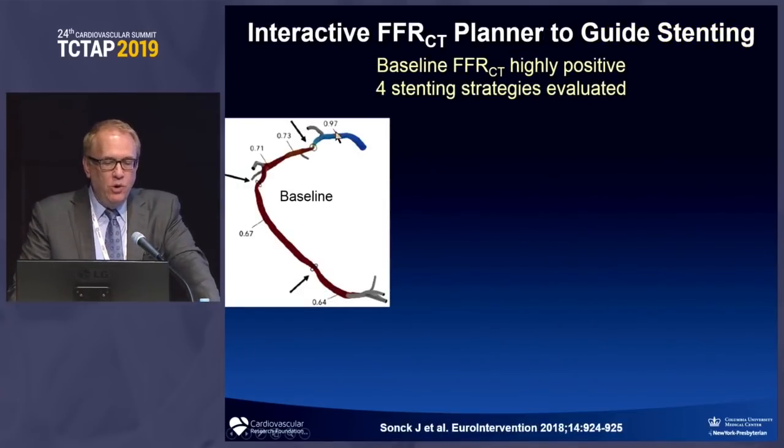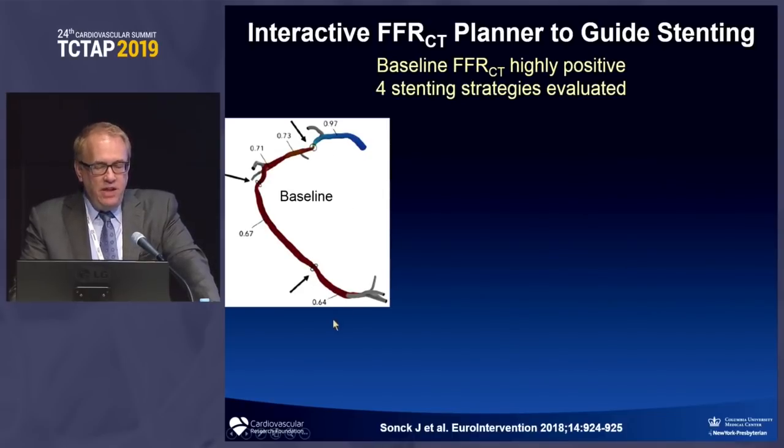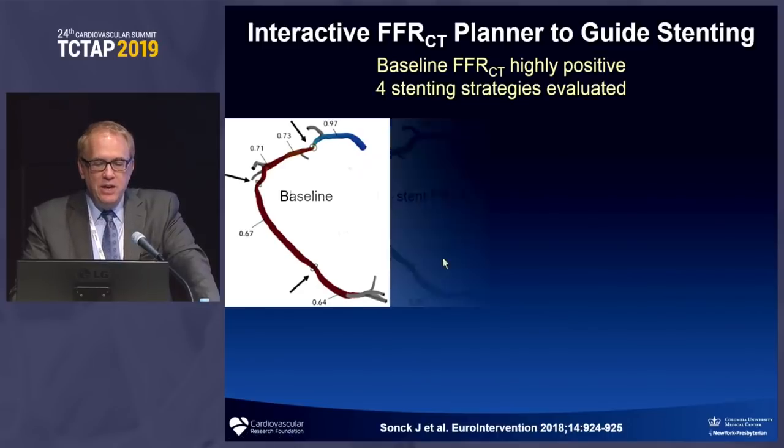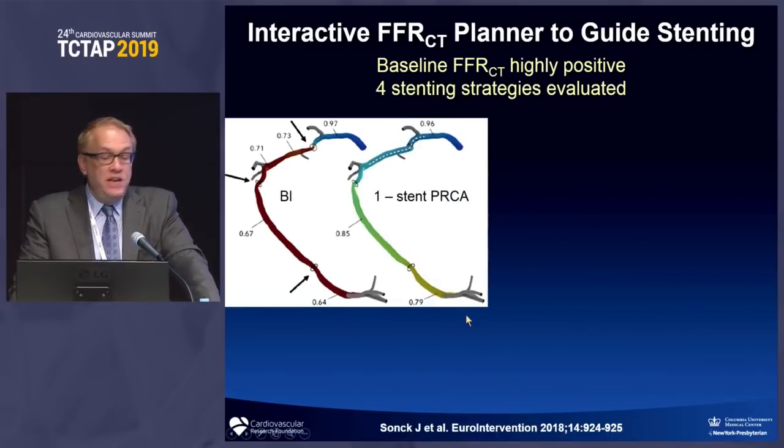So here's a right coronary artery that's got diffuse disease, perhaps 3 moderately focal stenoses. And you can see the FFRCT is 0.64. So if you find this in the cath lab, what are you going to do? Are you going to stent the whole thing? Are you going to do spot stenting? How are you going to decide which ones to stent? Well, let's do some different testing.